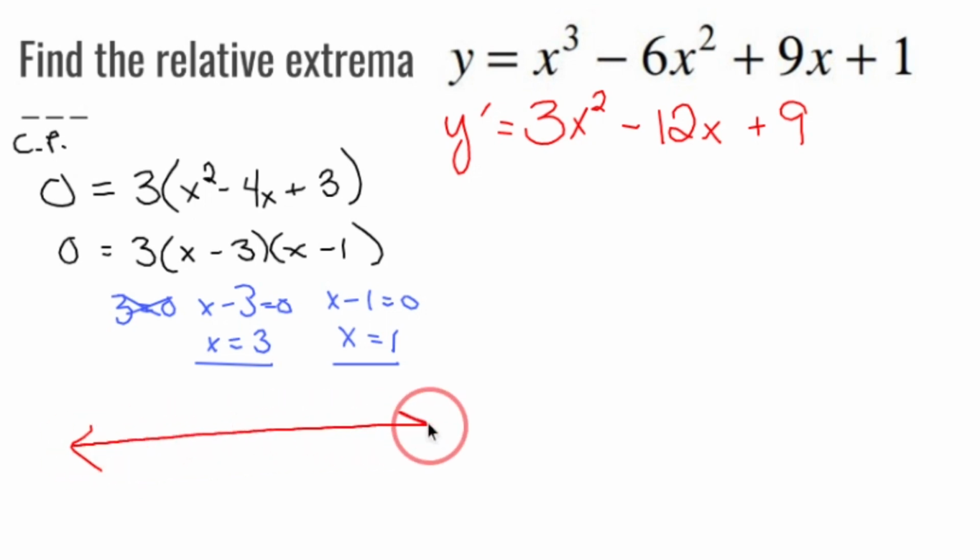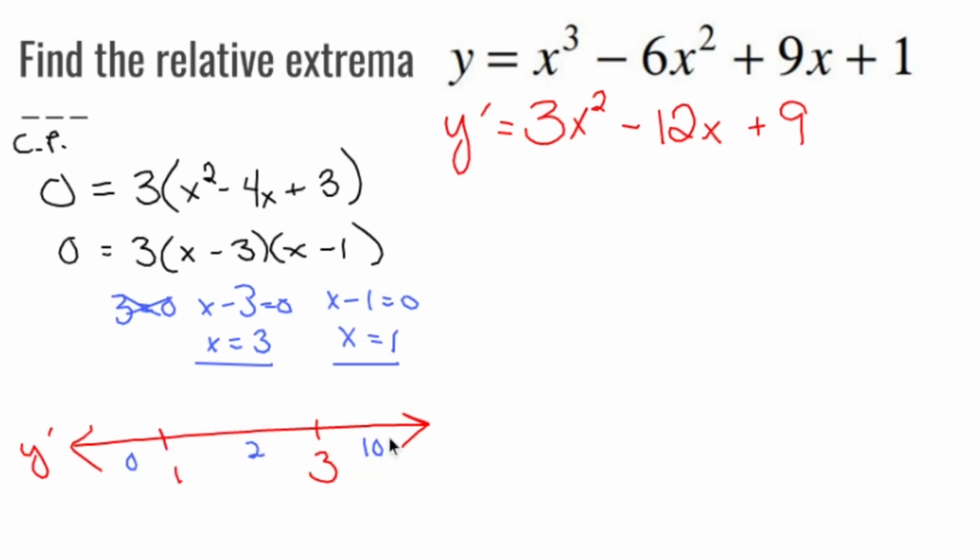So I'm going to make myself a little sign table, sign graph, whatever you want to call it, SIGN. I care about 1, I care about 3. Okay, and this is going to be my y prime sign graph. This is going to tell me which intervals are increasing or decreasing. I'm going to pick numbers inside each interval. So -infinity to 1, I can pick 0. 1 to 3, I can pick 2. 3 to infinity, I can pick 10.